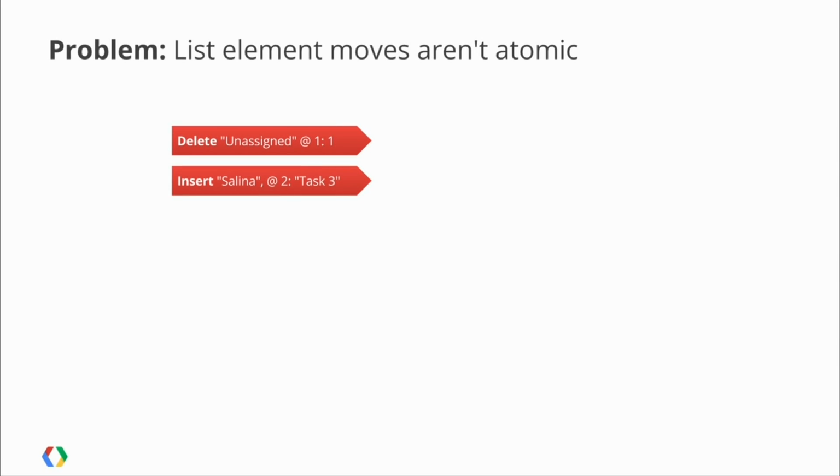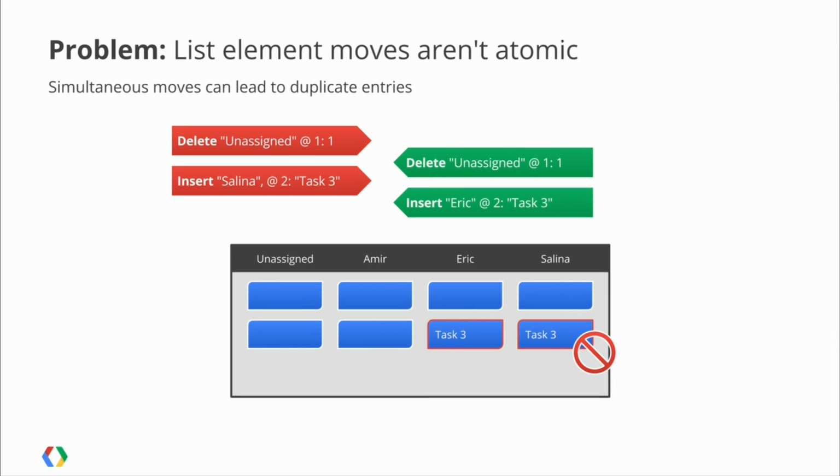So this is a little bit problematic, again, in a collaborative environment because this move is not an atomic operation. The move is actually going to be represented by two different mutations, a delete and an insert. And so, again, if two people make changes at the same time, you end up with problems. In this case, you end up with having the task in two different users' queues, which is obviously not what you were looking for. So what do we do about this?